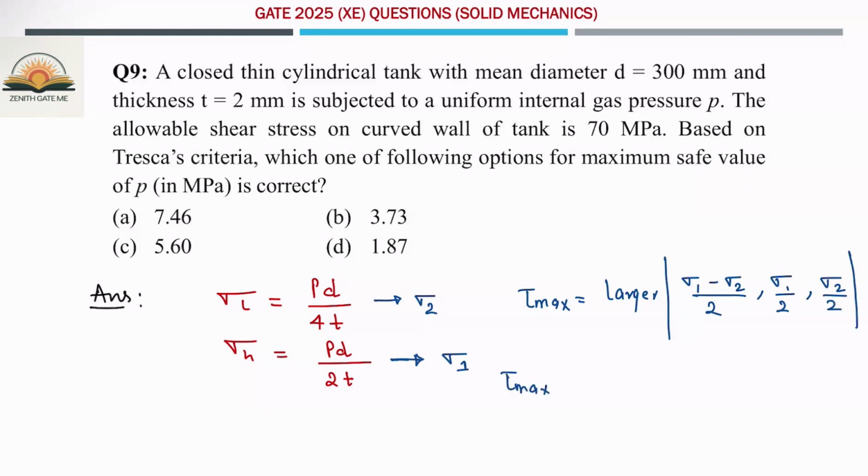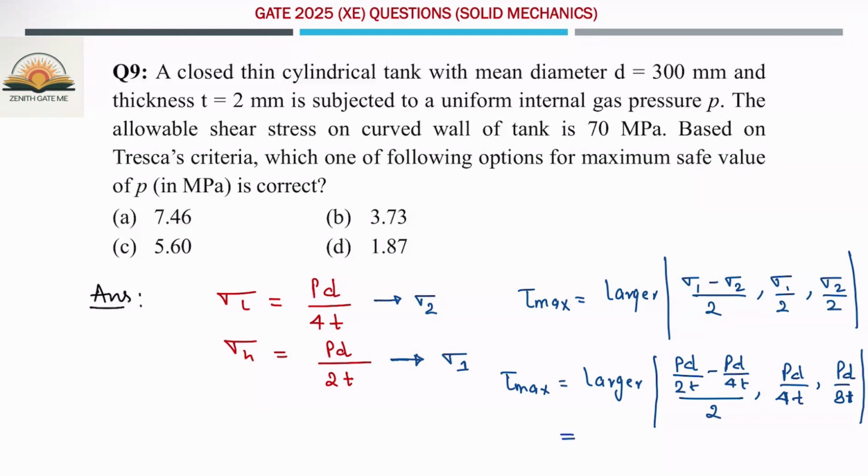So the maximum value of shear stress is the larger of sigma 1 minus sigma 2, which is, let us suppose, PD by 2T minus PD by 4T divided by 2. Sigma 1 by 2 means PD by 4T and sigma 2 by 2 is PD by 8T. So from this particular value, you will get PD by 8T only. This is also PD by 8T. So which one will be the maximum? PD by 4T only. So you will equate this with the allowable stress.